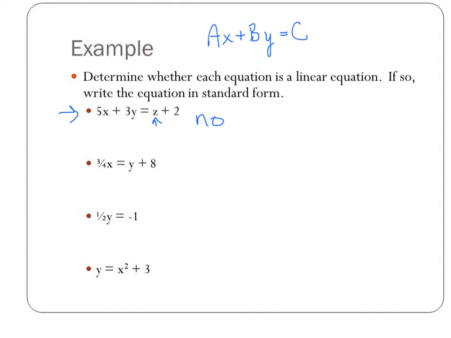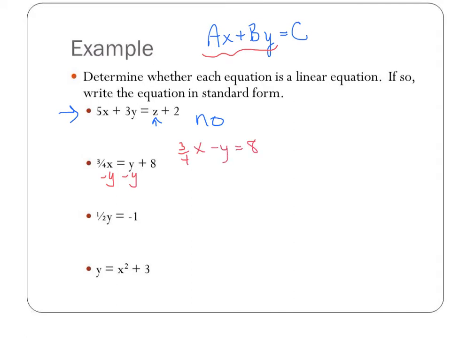3/4 x equals y plus 8. Okay, do I have an x, a y? Alright, now you might be thinking, well, I got a fraction though. Well, we can change all that. So the first thing is x and y have to be on the same side. So let's move y over. We're going to subtract it to move a term to the other side. 3/4 x minus y equals 8.